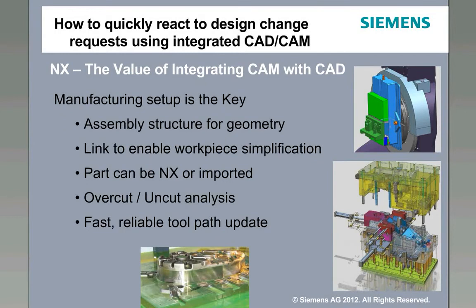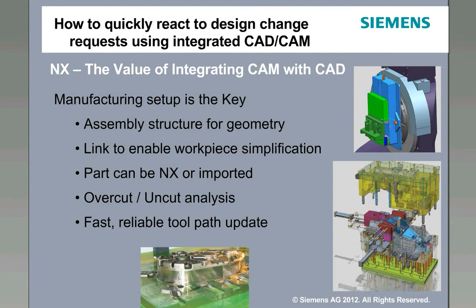The assembly structure allows us to bring in fixture geometry, part geometry, and once we have all the geometry into our manufacturing setup, we create a link to enable the workpiece simplification. And the link also gives us associativity back to the design model. So that means that the part can be a native NX part, or it can be imported from a foreign system. The behavior will be the same in terms of the associativity to the linked body.